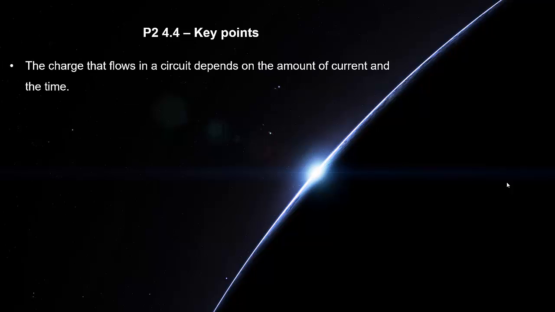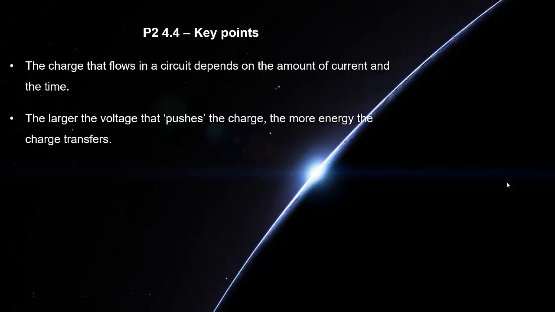The charge that flows in a circuit depends on the amount of current and the time. The larger the voltage that pushes the charge, the more energy the charge transfers. Electrical power output is current times potential difference.